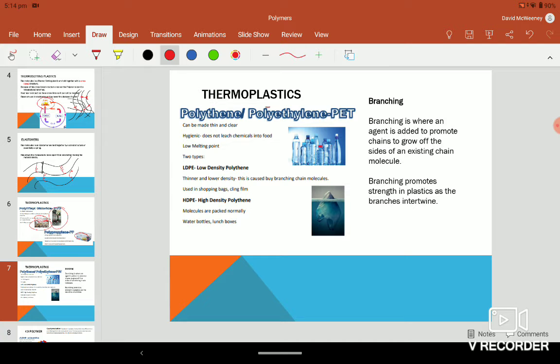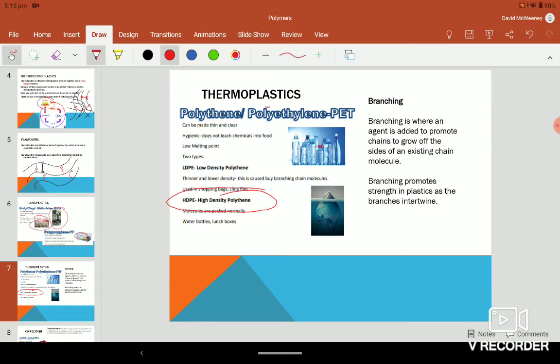Here we have polythene or polyethylene. It's the same thing, just two different words for the same thing. You have two different types: high density polyethylene and low density polyethylene. We would always have dealt with high density. High density is used for bottles, your drinks bottles. Again, very safe for food. The likes of PVC isn't safe for food; it'll leach chemicals into the food. That's what PET, polyethylene, will not. So it can be made thin and clear, so you can see through the bottles. Hygienic, low melting point, so it's easy to recycle.